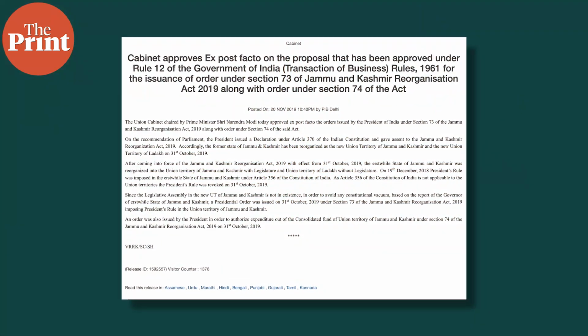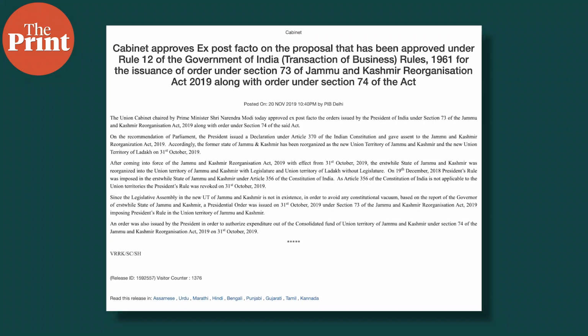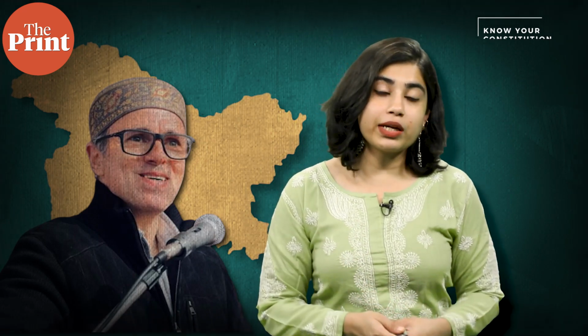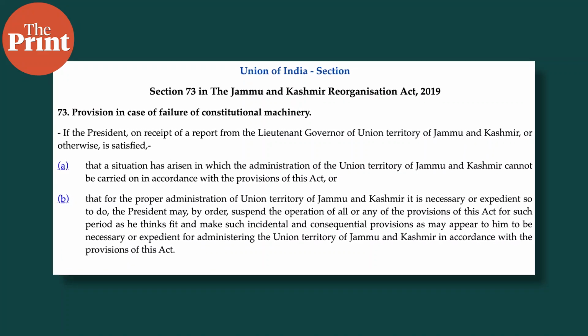But because Article 356 of the Constitution is not applicable to Union territories, this is from a PIB notification that you can see on your screens right now, the President's rule was revoked on 31st October 2019. As per the same notification, since the Legislative Assembly in the new Union Territory was not in existence at the time, in order to avoid any constitutional vacuum, this is again a phrase that the PIB notification uses, based on the report of the governor of the erstwhile state of Jammu and Kashmir, a presidential order was issued on 31st October 2019 under Section 73 of the Jammu and Kashmir Reorganization Act, imposing President's rule in the Union Territory of Jammu and Kashmir this time.